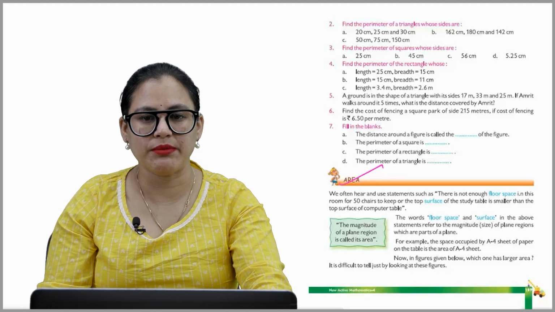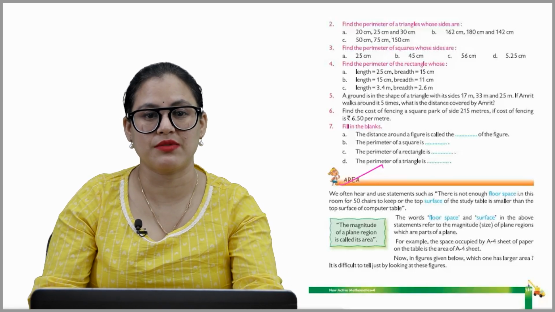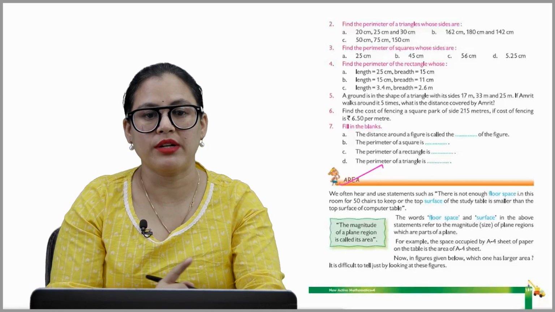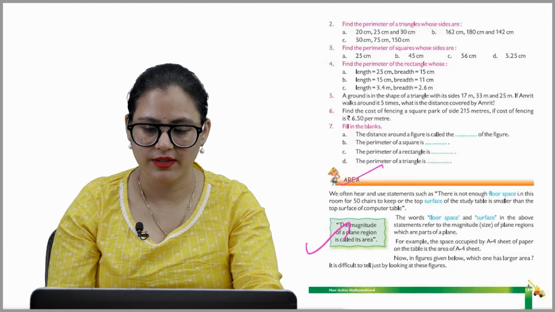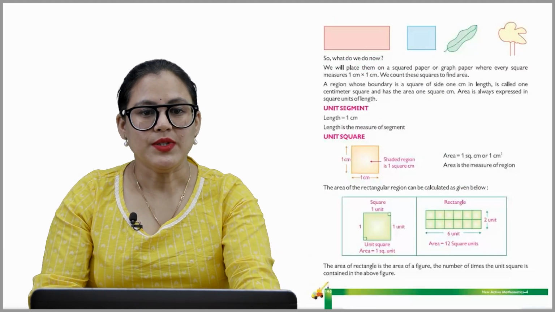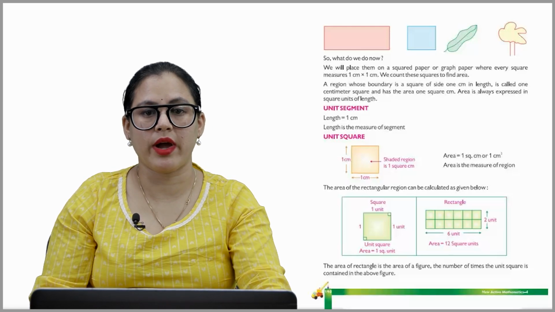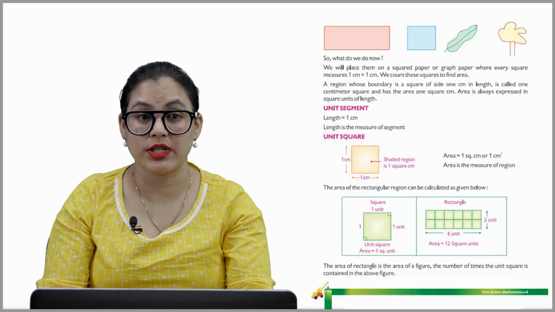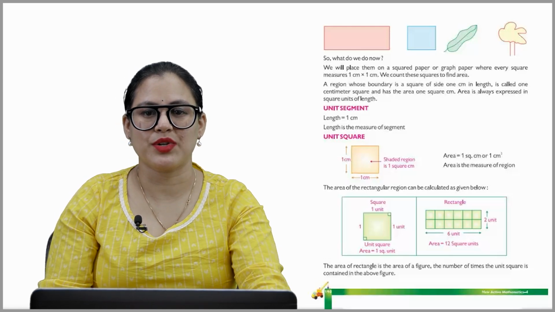Now in the figures given below, which one has a larger area? It is difficult to tell just by looking at these figures. The magnitude of a plane region is called its area. Okay, so what do we do now? We will place them on a square paper or graph paper where every square measures 1 centimeter by 1 centimeter. We count these squares to find the area.